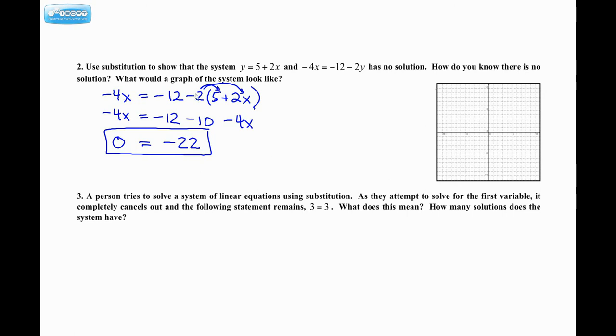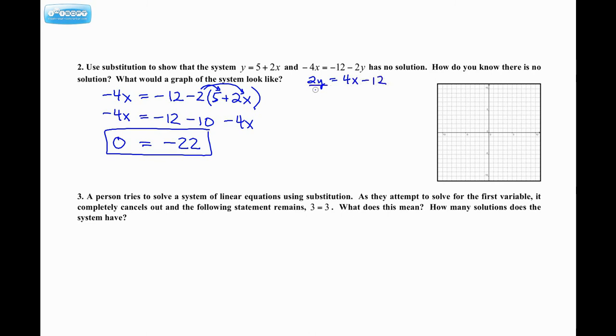All right. It does say, how do we know there's no solution? What would a graph of the system look like? So here's a graph. Let's graph this thing and see what the picture would tell us. So this equation is very easy to graph because it's already in slope-intercept form. This one I'm going to solve for y. So that's going to give me 2y equals 4x minus 12. And then I'm going to divide everything by 2. So this gives me y equals 2x minus 6.